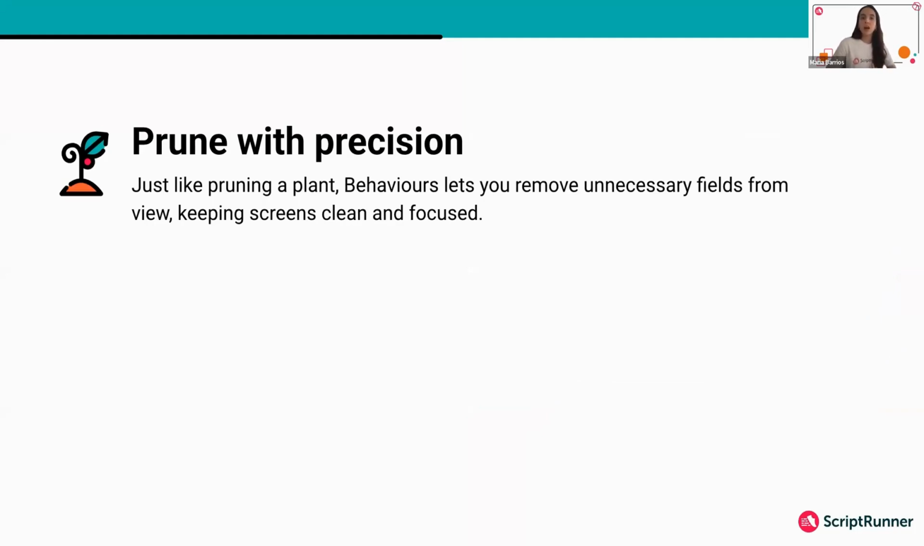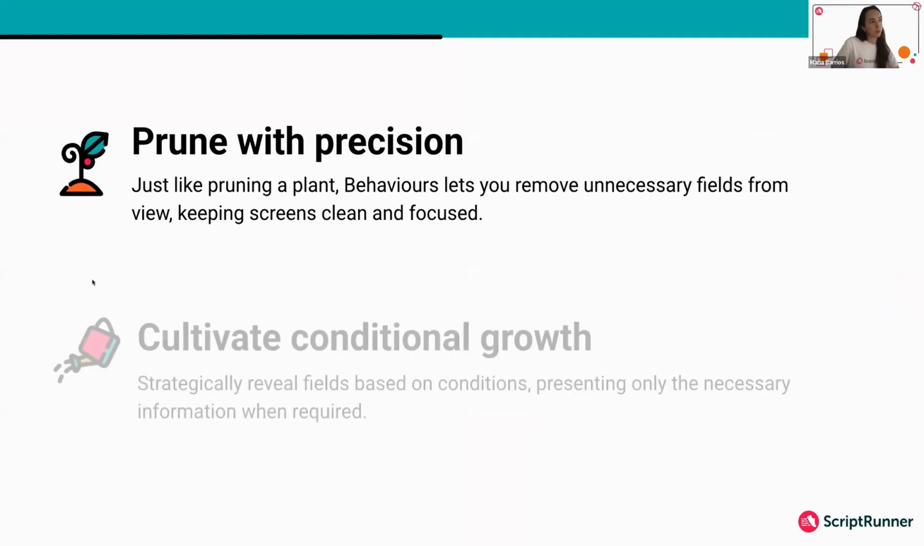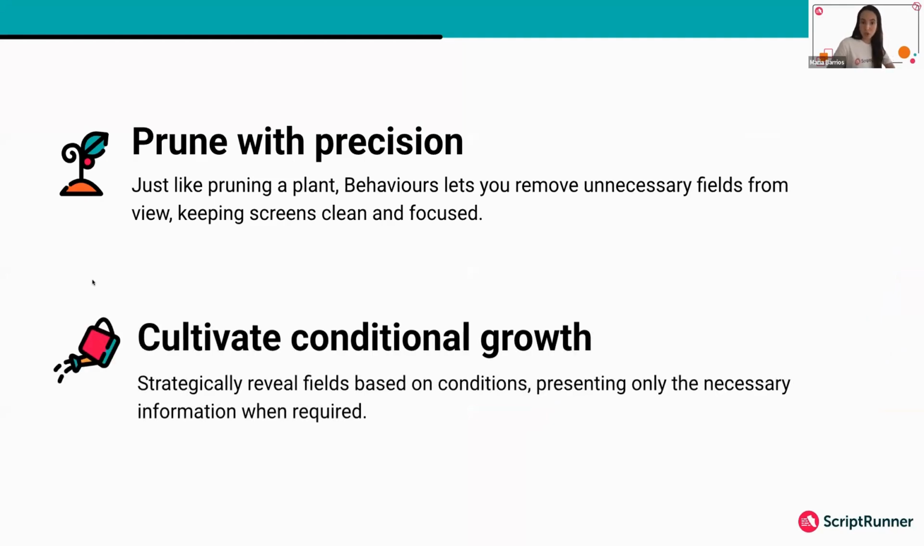So in short, with behaviors, you can expect to be able to prune with precision by removing unnecessary fields from view, keeping screens clean and focused for everyone in your instance. You can also cultivate conditional growth by strategically revealing fields based on conditions. A good example of this would be showing a custom field based on the selection of another one, or to set a field value based on another supported field, like we just showed in the previous slide.